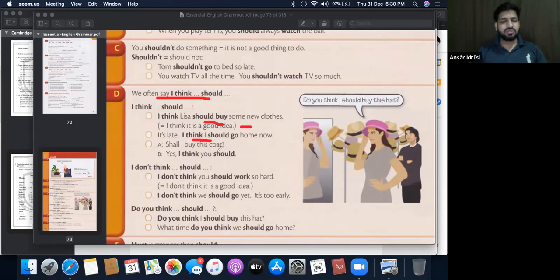Shall I buy this coat? I think you should buy this coat. क्या मुझे ये कोट लेना चाहिए? Yes, आपको ये कोट ले लेना चाहिए. Do you think I should buy this hat? आपको लगता है मुझे ये हैट लेना चाहिए? सामने वाले को पूछ रहे हैं. तुम्हारी मर्जी, लेना तो लो नहीं तो मत लो.